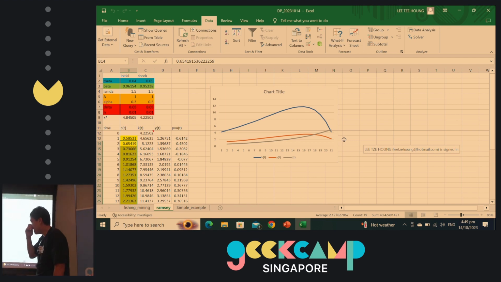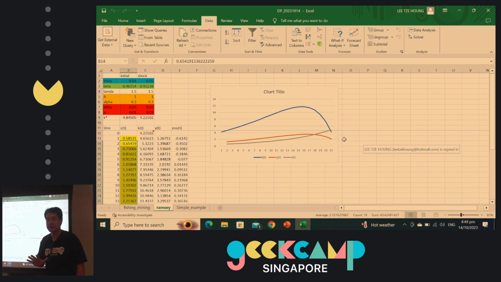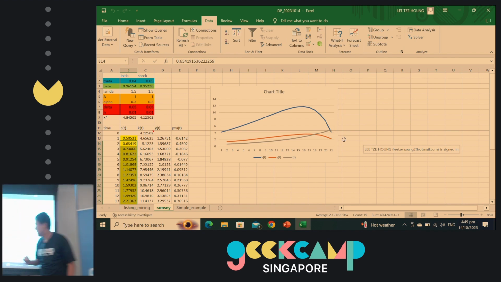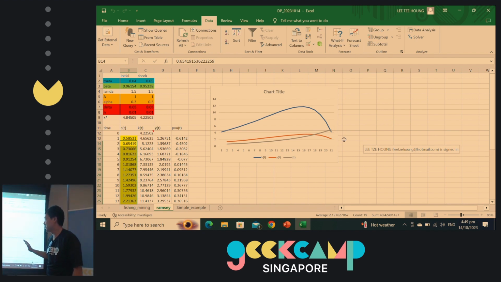So I stopped here for the moment. So if there is any question that you want to clarify, or you think that I'm talking nonsense, this is so far so good, right? So far so good. Yeah. So this is the Ramsey model, which is the difficult model.